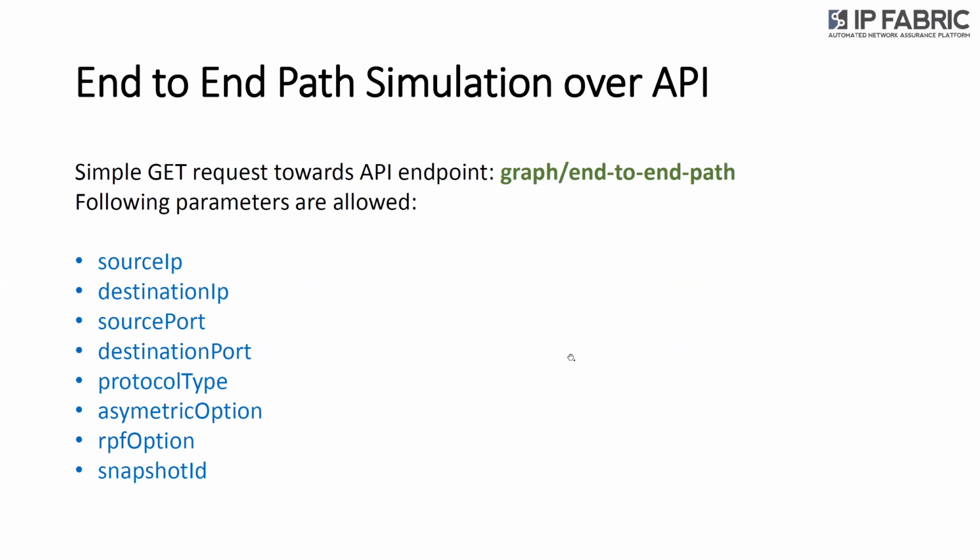The last phase, and this is one of the last slides, I promise, is going to be the simulation of the end-to-end path through the API. It's a great tool to have because we know that in the IP Fabric, we can simulate the end-to-end path over the network with the information that we need to define, which is source, destination IP, source and destination port, protocol type, RPF option, and the snapshot ID. When you do the simulation over the API, you get much more data because you will get the complete JSON response with all the hops, not only the IP hops, also the hops on the layer 2 network.